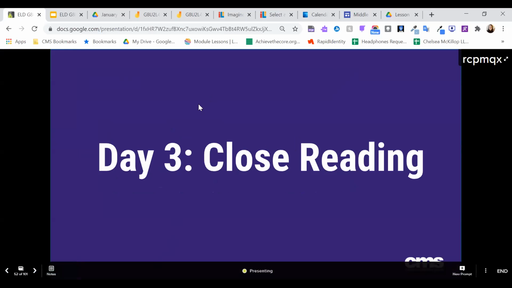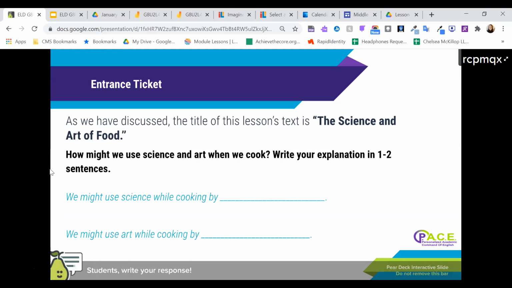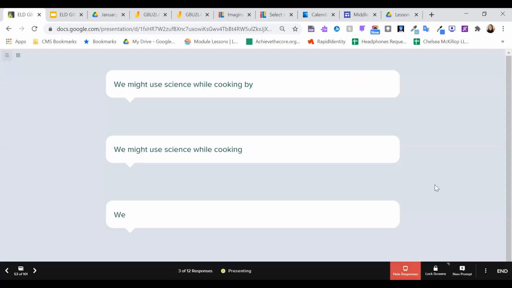All right, pass it over to Catherine. All right, everybody. So we are going to get started on our day 3, which we'll be doing some close reading today. We'll start off by having you answer this entrance ticket. So it says, as we have discussed, the title of this lesson text is The Art of Food, sorry. How might we use science and art when we cook? Write your explanation in 1 to 2 sentences, and please use those sentence starters to help you with your response.